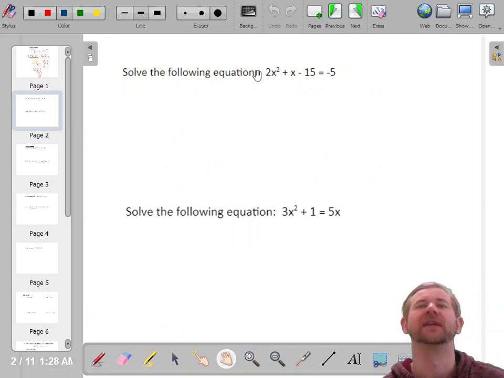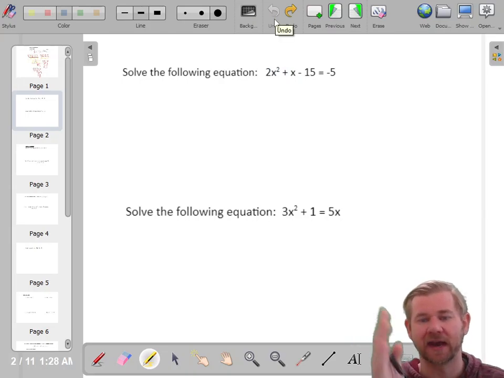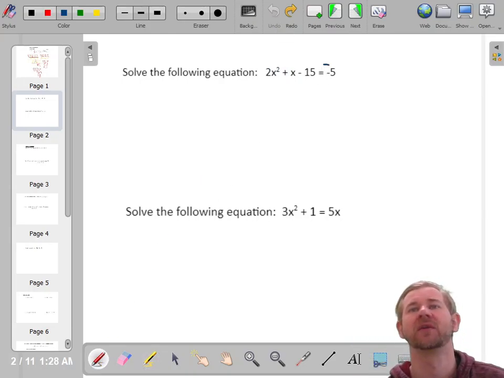All right, let's practice solving. So if you see that you have an x squared and an x to the first, your brain should be thinking, I must factor. So let's get everything on one side.